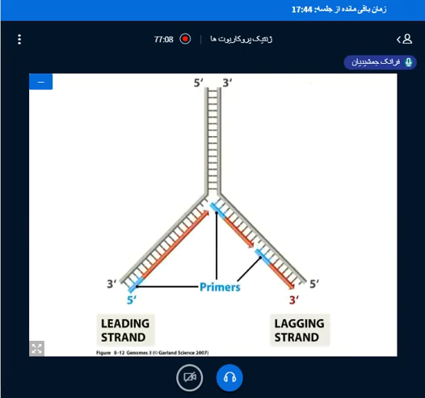Let's talk about leading and lagging strand. Listen to me. After the two strands of DNA spread, the replication should start. In one strand, we have a primer, which is made from RNA. After that, the DNA is synthesized.